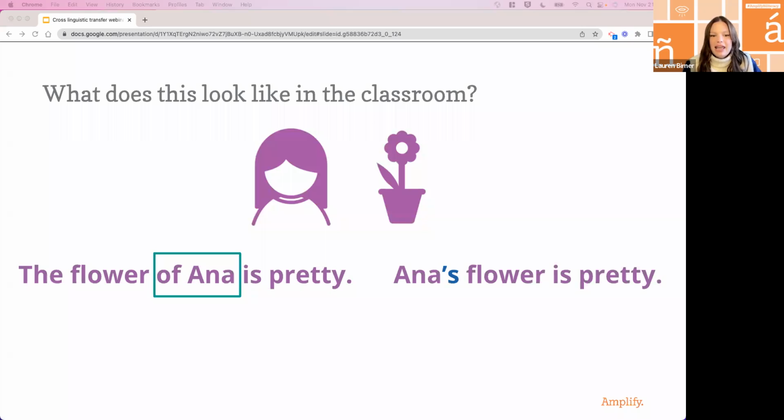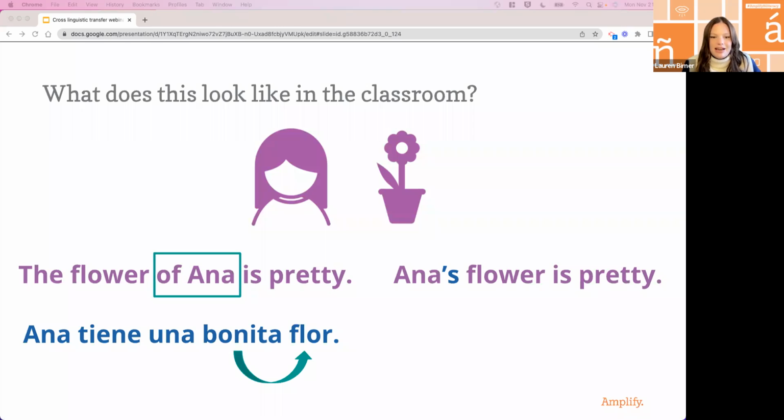And similarly, an English speaker may make an error in word order in Spanish. So they might say something like, Ana tiene una bonita flor, right? So they might be using what they know in English. And because of that, they might have reversed the order of the words in that sentence. So after celebrating what the student has approximated, it's important then to remind students and take this as a moment for explicit instruction that in Spanish, generally we put the adjective after the noun.